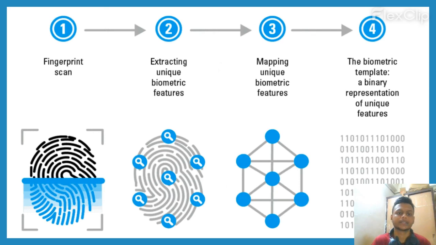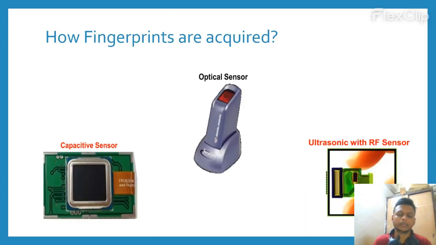The first step is fingerprint scanning, which is also known as the fingerprint acquisition process, which we can do by using different sensors. We will discuss it later in this video. After that, we extract unique biometric features from the fingerprints and map these features to convert them into digital form, and then send this to a microprocessor or Arduino for further processing of the data. In this video we will basically focus on the first step, that is fingerprint scanning or fingerprint acquisition. Here we can see there are different kinds of sensors which can be used to acquire fingerprints. These are optical, capacitive and ultrasonic sensors.